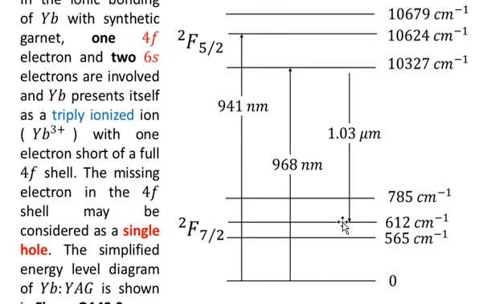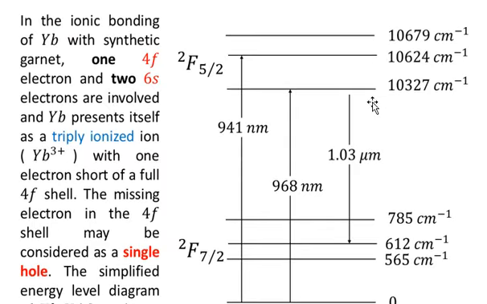The splitting of the sub levels in F7/2 and F5/2 have been shown in wave numbers, or in 1 over lambda notation, or in centimeter inverse. You can see that the lowest level in F7/2 is 565 centimeter inverse. The next one is 612 centimeter inverse. The next one is 785 centimeter inverse. And in the F5/2 levels, the lowest one has an energy corresponding to 1327 centimeter inverse.